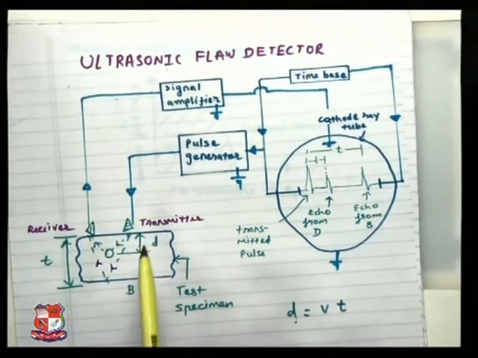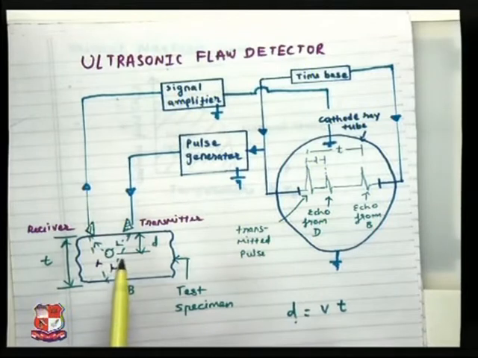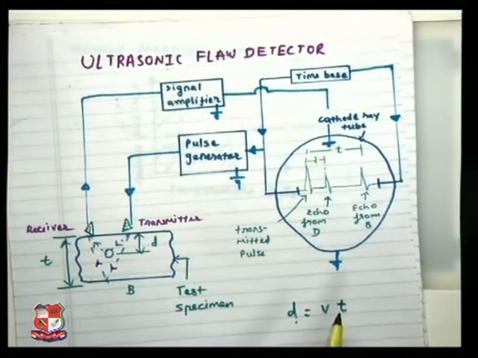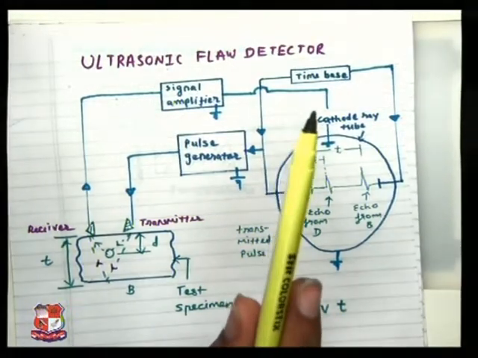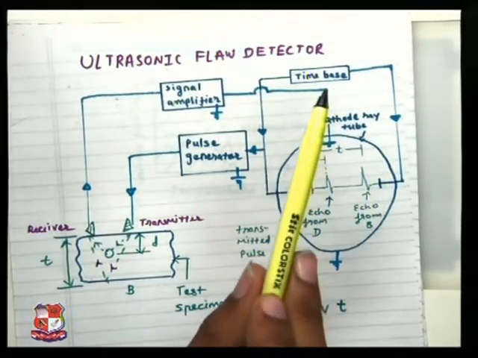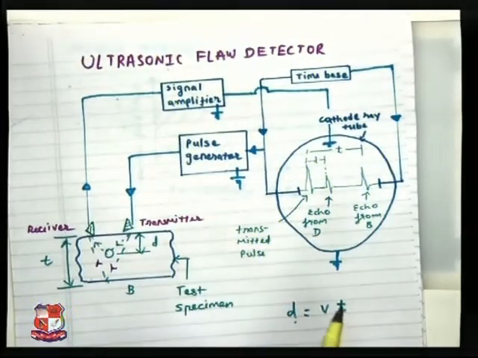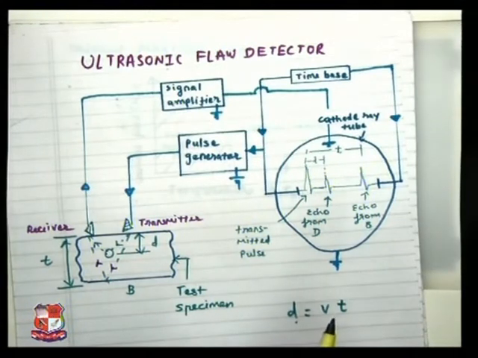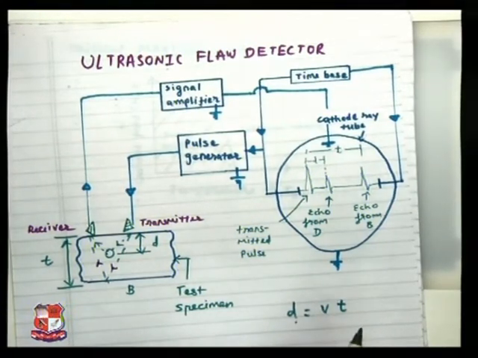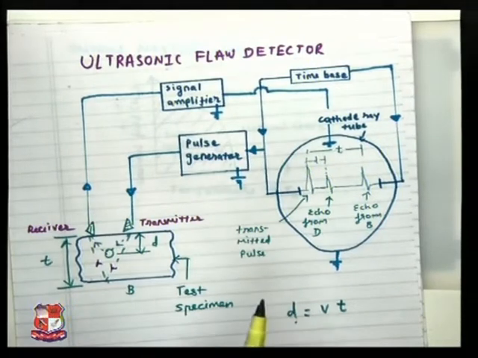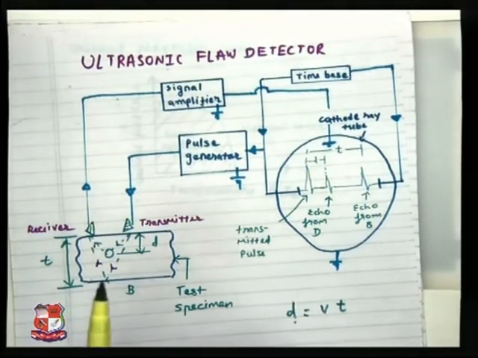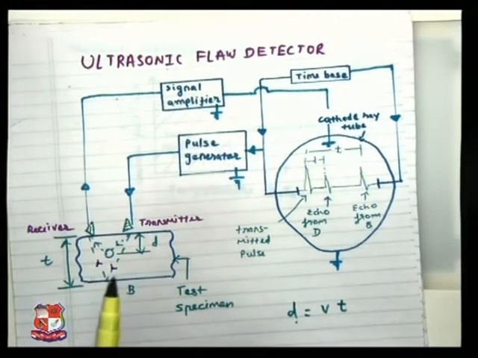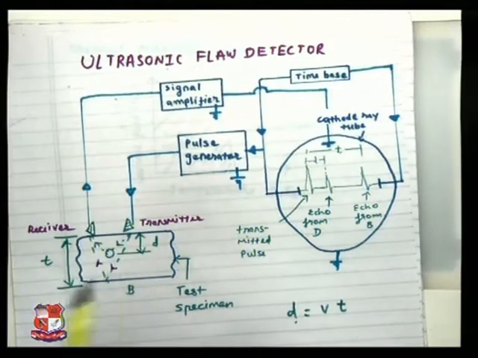That means if the velocity of the ultrasonic waves inside the metal is measured, we are measuring the time of sending, that is transmitting and receiving, through this time base circuit. That means T is also calculated, the time interval is also calculated. If we can calculate V and multiply both of them, we can know D, that is the depth at which this defect is present, the size and the nature of that defect.